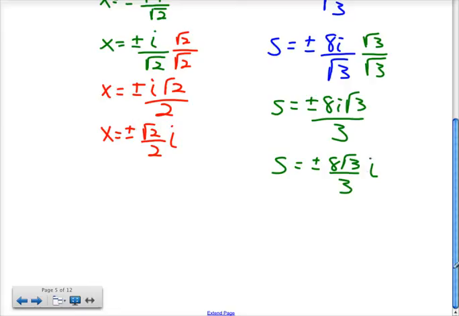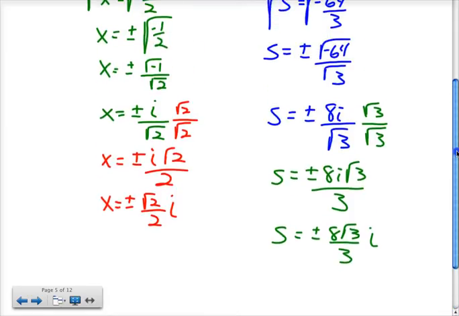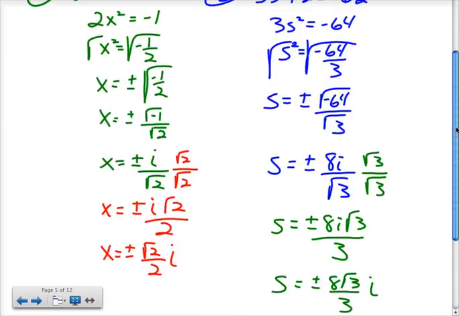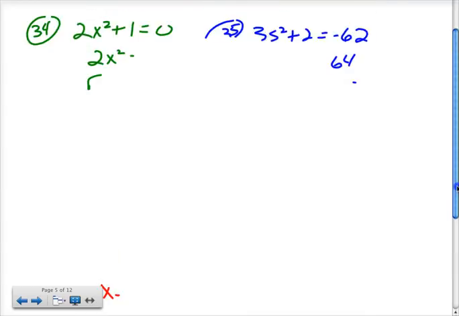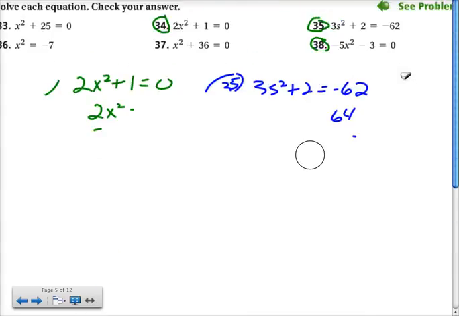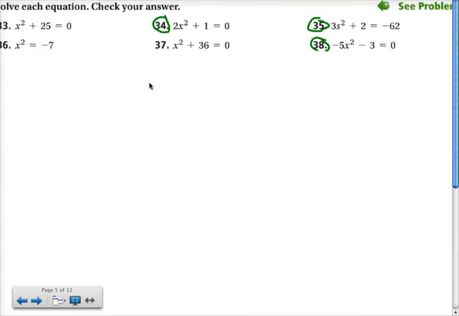Now I'm going to have to go do some erasing here because I had another one that I wanted to show you on this page. So hang in there. And that is number 38 up here.